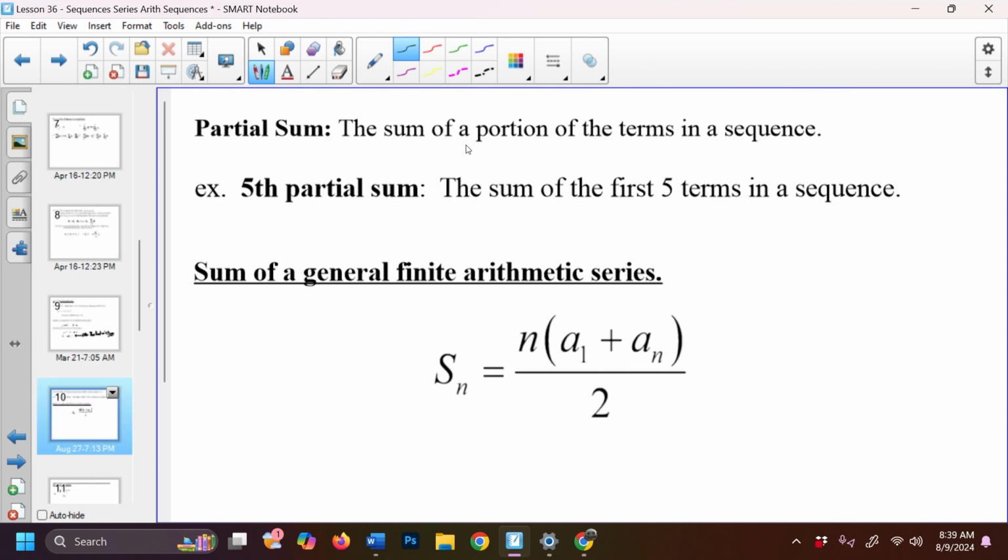Partial sum of a portion of the terms in a sequence. As an example, the fifth partial sum would be the sum of the first 5 terms in a sequence, and then the general finite arithmetic series, the sum of the first n terms in a sequence. You need to know the number of terms, that'll be n. You need to know the first term of the series, and you need to know the last term of the series. You add that up and divide by 2. There's a fun anecdote about Carl Friedrich Gauss on how this formula was developed, and if you want, remind me in class and I will tell you in class.